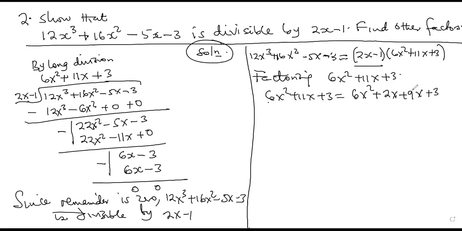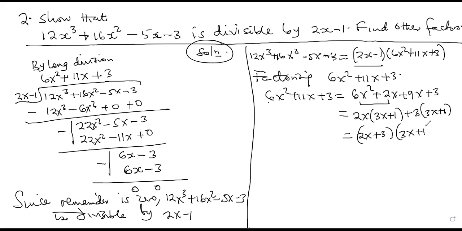plus 3. On factorizing, you can group them. So this is the same as the common factor here is 2x into 3x plus 1. Then here what is common is a 3, still into 3x plus 1. So this one will give us 2x plus 3 and 3x plus 1.